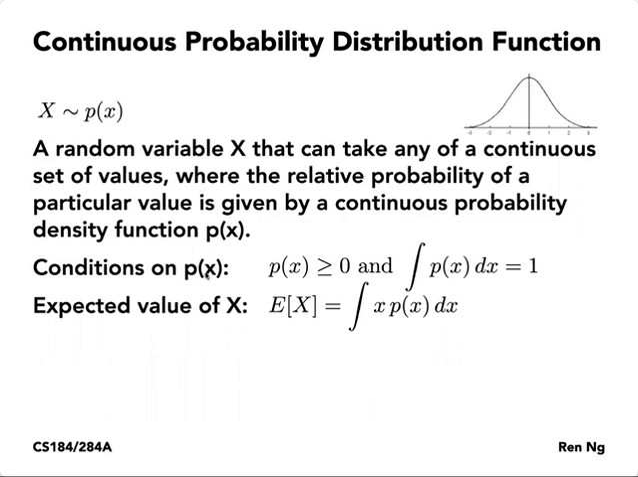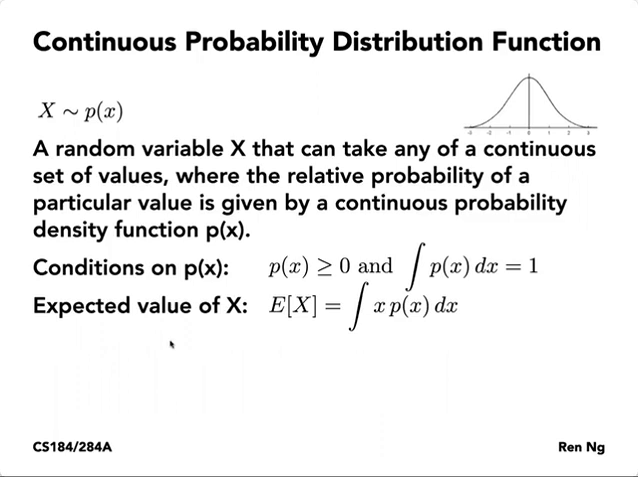The conditions on P of X are exactly the same as we said before for the discrete case, but it becomes a little bit less trivial to enforce because we have to think of continuous integrals. So P of X has to be greater than or equal to 0, non-negative. We can't have a negative probability of choosing a value. And choosing at least one of these values has to be 100%, so the integral of P of X dx has to be equal to 1.